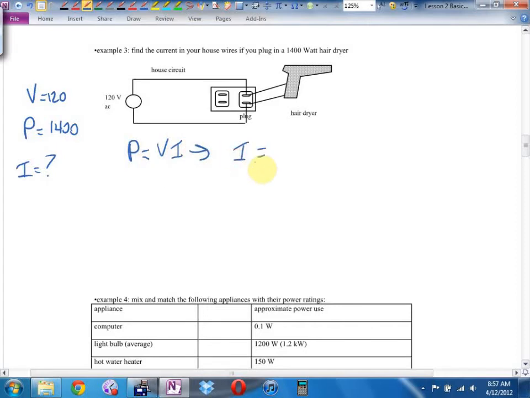How much current will be flowing through this plug? Well, it's going to be the power divided by the voltage. It's going to be 1400 divided by 120. How many amps of current will a hairdryer pull out of a plug? Enough to kill you.